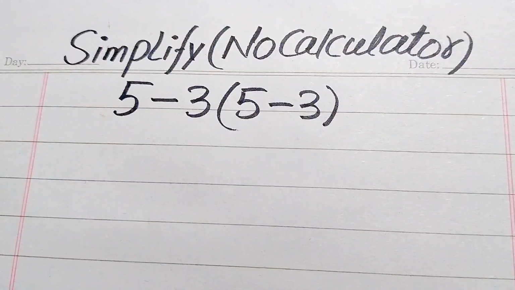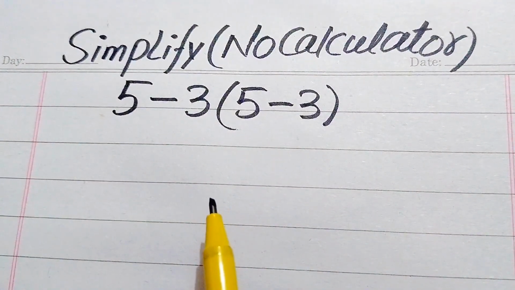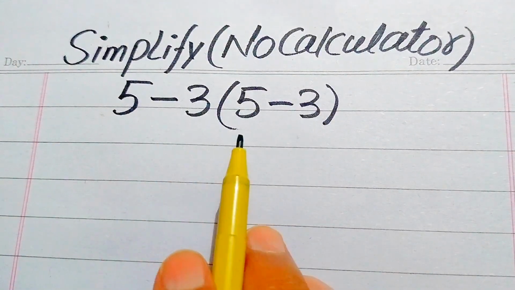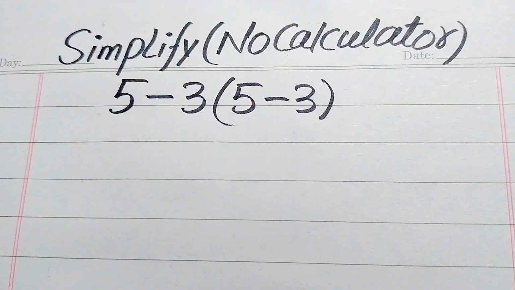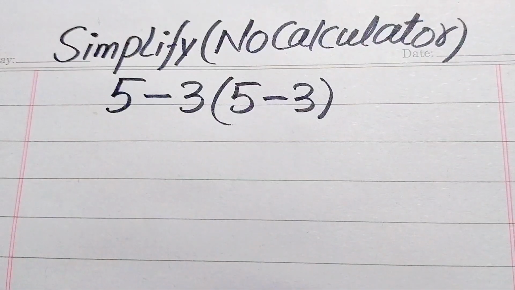Hello everyone, how fast can you solve this basic algebraic math challenge? So we have 5 minus 3 times (5 minus 3). Here, first I can explain the common mistakes which students usually make in exams.